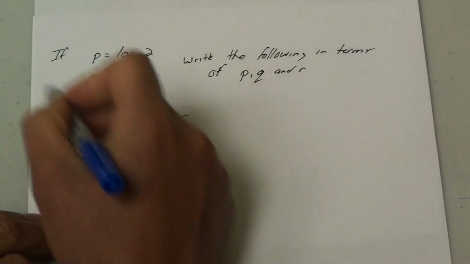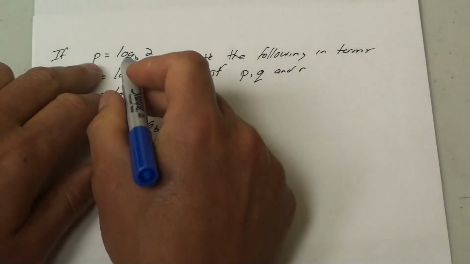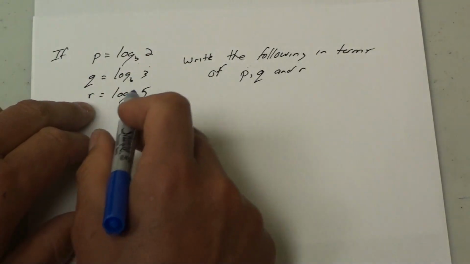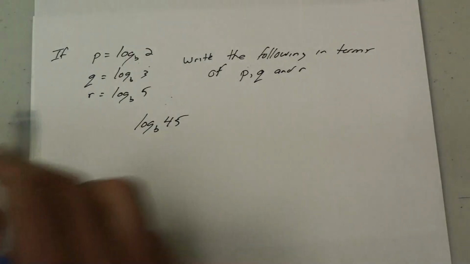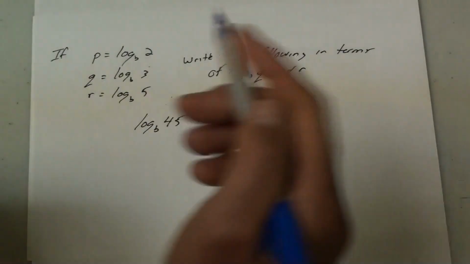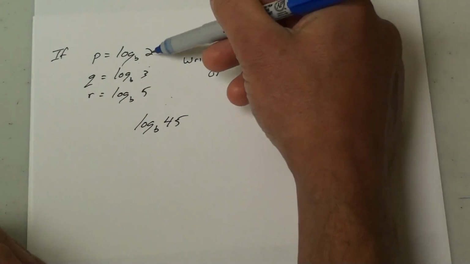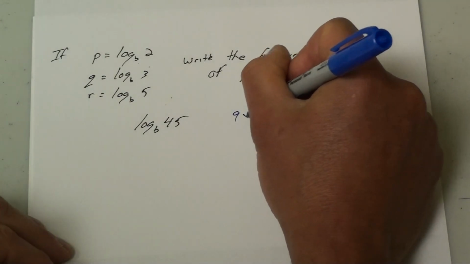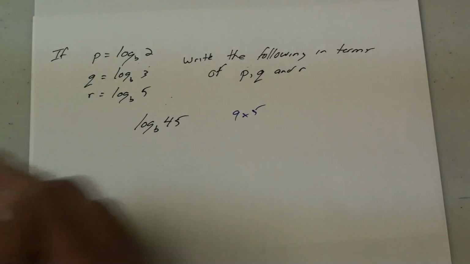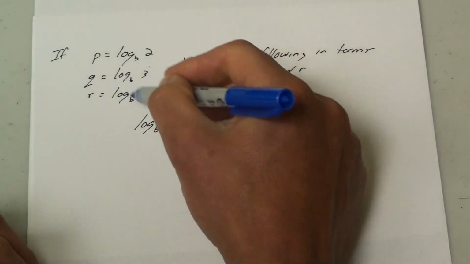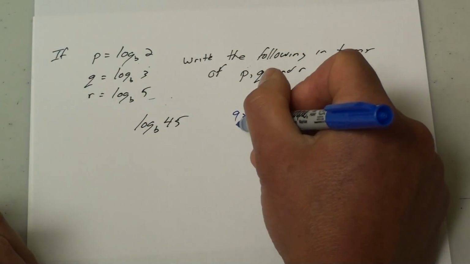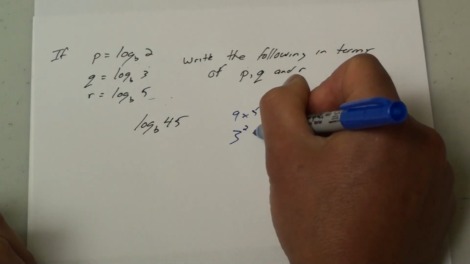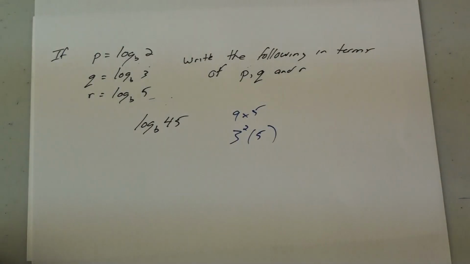And the last one here, it's kind of a weird question, but if P is this, Q is that one, R is that, express log base B of 45. So I need to break that 45 up into being multiples of 2, 3, and 5. 45 is 9 times 5. Okay, that helps me. I need to use just 2's, 3's, and 5's. So that 9 is 3 squared, times 5. 3 squared times 5 is 45.